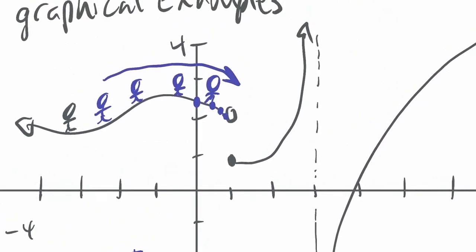Okay, so from the right, this person is coming from the other direction, right? Can you even tell me what the limit from the right is? Anyone? The limit from the right is 1.